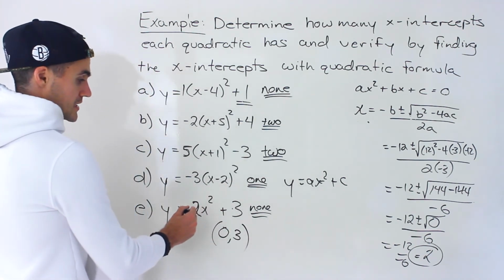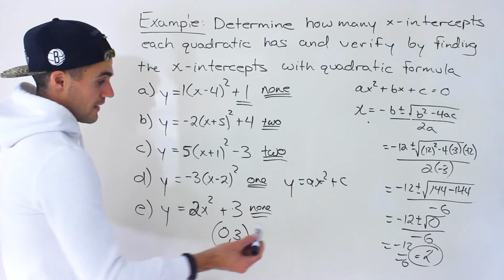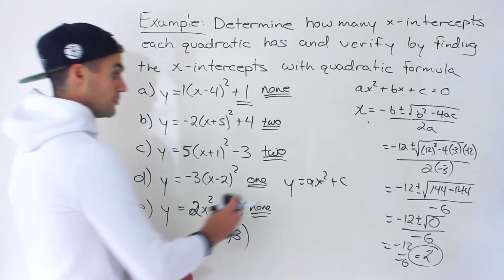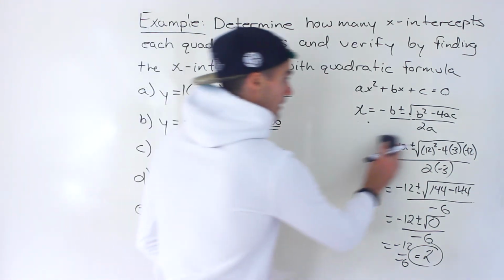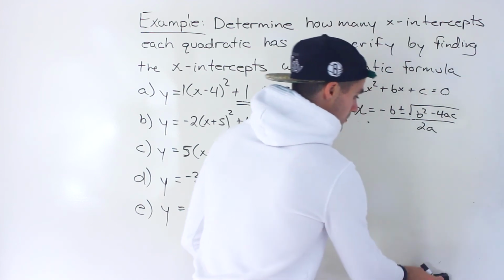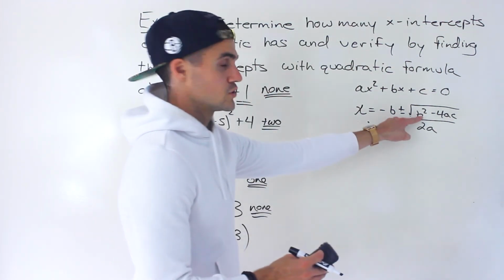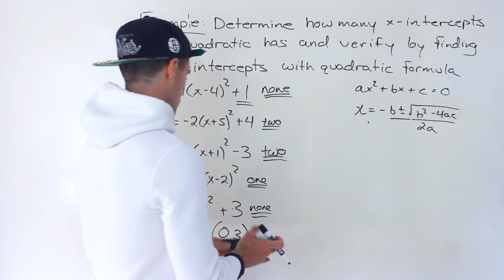And it's opening up because of that positive a value. So we know that there's not going to be any x-intercepts. But let's verify with the quadratic formula. If there's not going to be any x-intercepts, we should get a negative under the square root. So let's see if we do that.